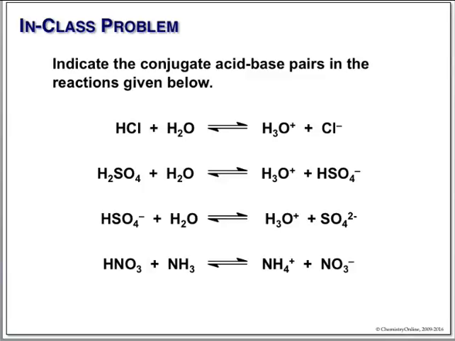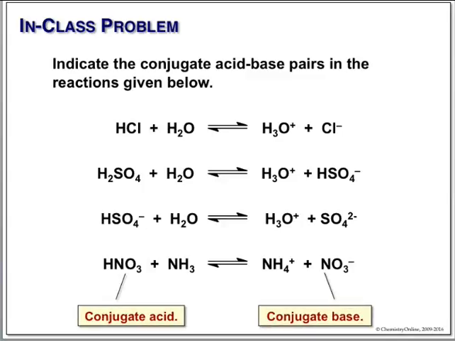Nitric acid can dissolve in liquid ammonia. And when it does, it forms ammonium ion and nitrate. So, our acid here is simply nitric acid. It'll lose a proton, get a negative charge, and become nitrate. But this is a nice example to look at the reverse direction too.